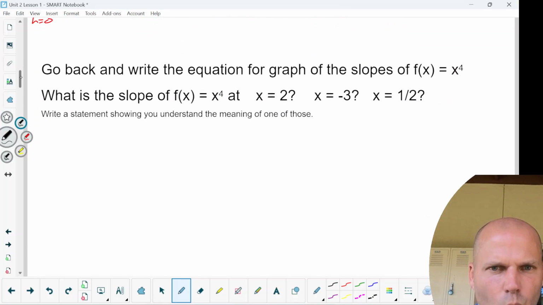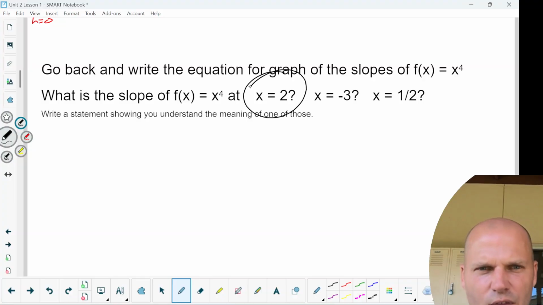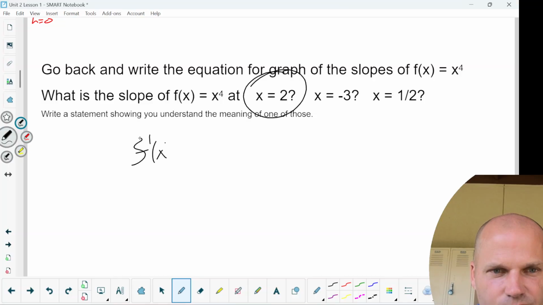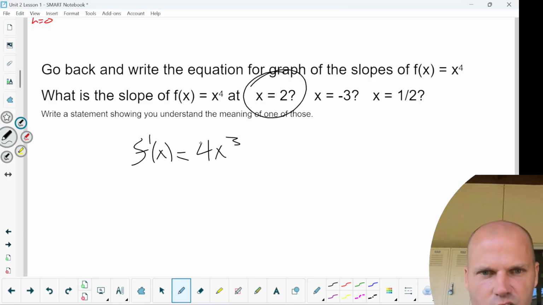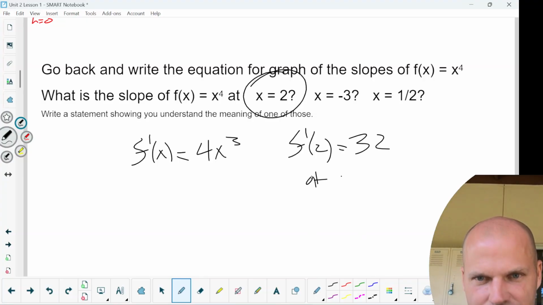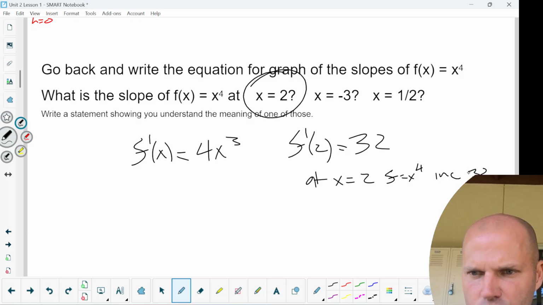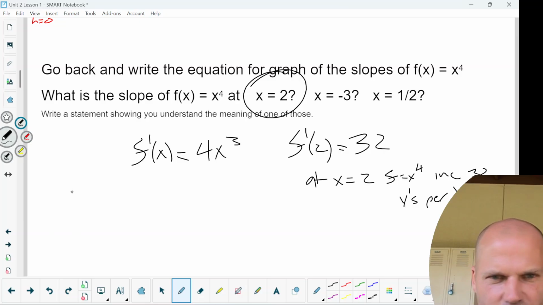But what is the slope of x to the fourth at x equals 2? Well, we're not going to use the slope formula. We're going to use the slope equation that we just found when h was 0, started with the average rate of change, and then turned into this. And we're going to plug in 2. And we got 4 times 8, 32. And say at x equals 2, f, which is x to the fourth, is increasing 32 y per x. What about x equals negative 3?